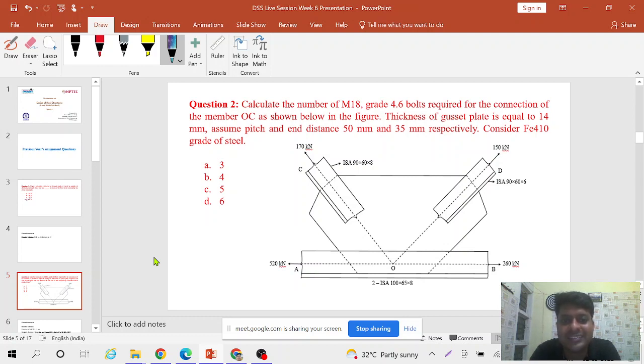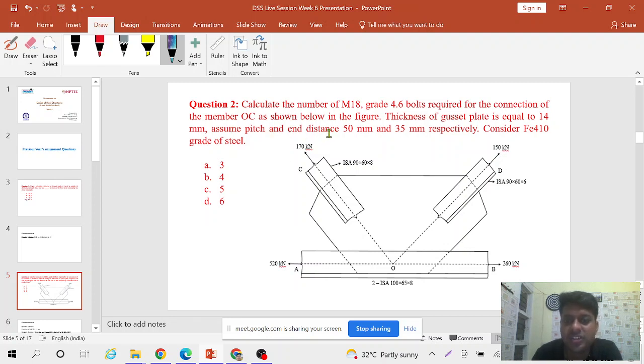So question 2 is saying: calculate the number of M18 grade 4.6 bolts required for the connection of the member OC. This is member OC, as shown in the figure below. The thickness of the gusset plate is 14 mm, as reported here.